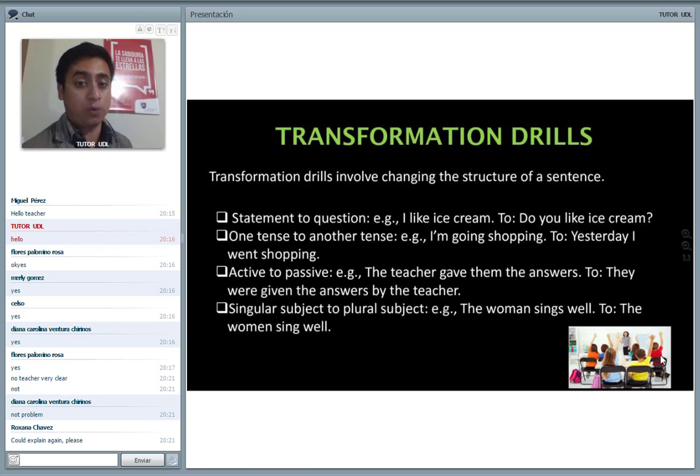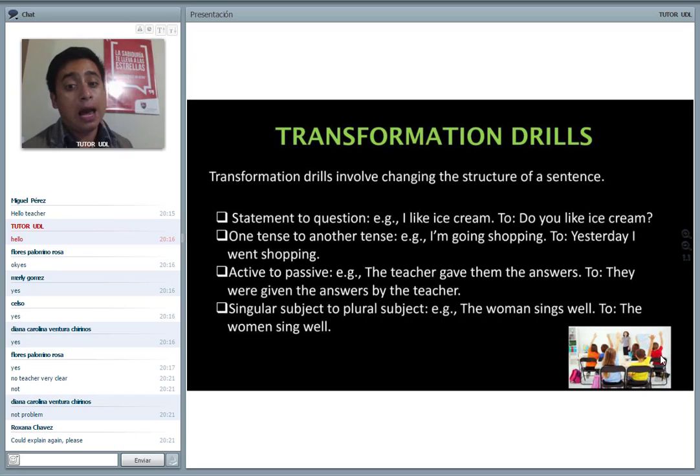"I like ice cream." One student says that. So maybe you change that structure, that positive structure, into a question. So you will say, "Do you like ice cream?" So it means the structure is different. In that case, it means transformation.